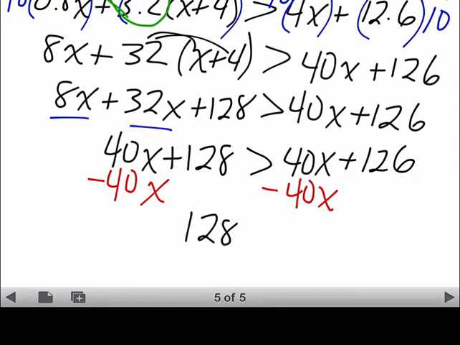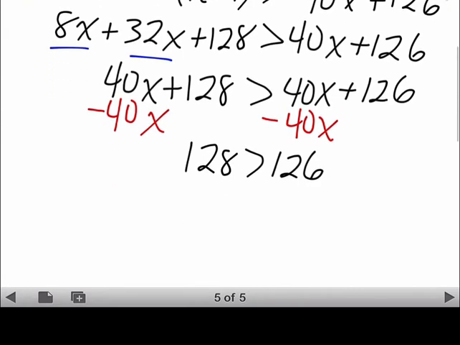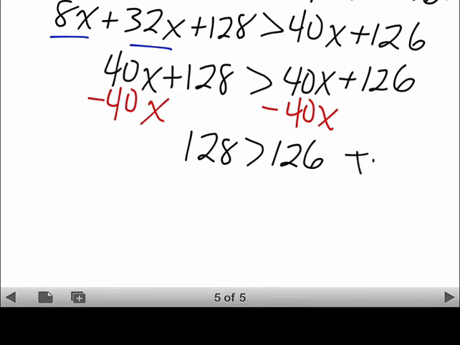And we have the statement 128 is greater than 126. Well, duh. 128 is greater than 126. This is a true statement. And you may recall whenever we have a true statement, the answer is going to turn out to be all real numbers, which we can represent using this Blackboard bold R.